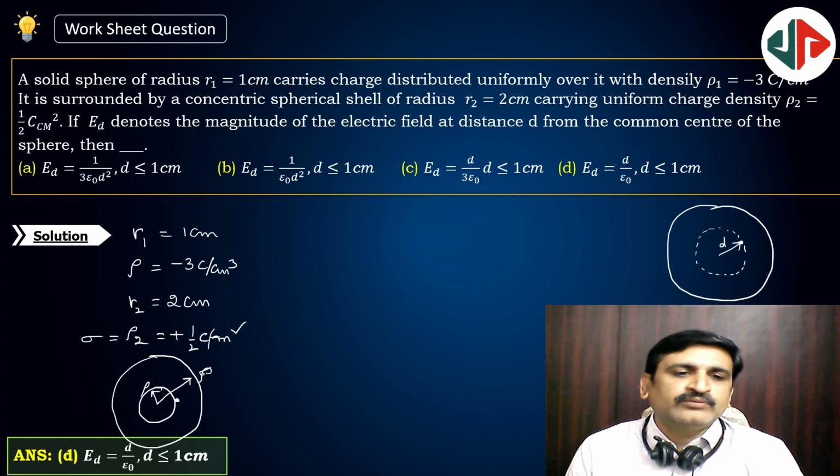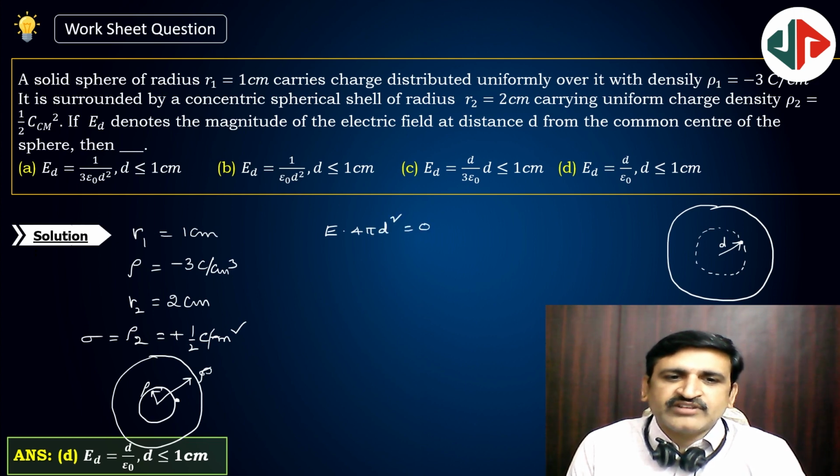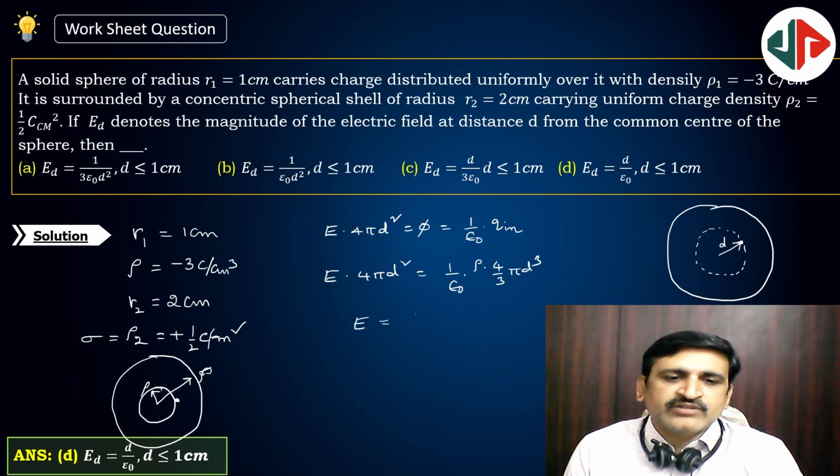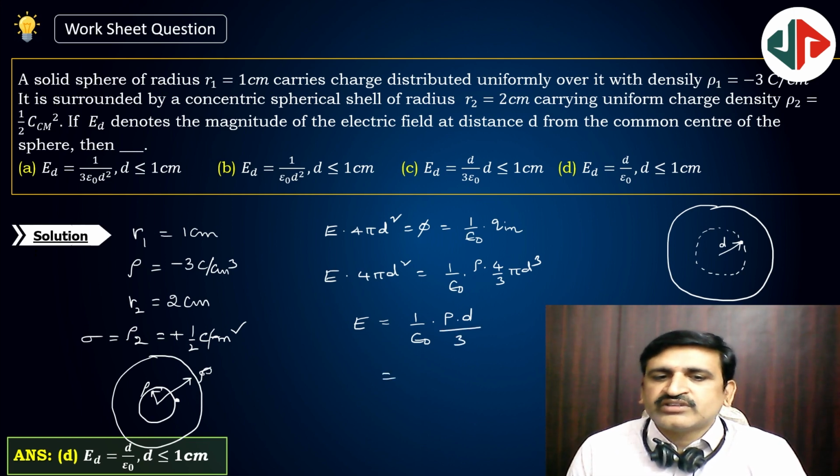So coming to Gauss law, flux E into 4 pi d square is equal to 1 by epsilon naught times charge enclosed. So E into 4 pi d square is equal to 1 by epsilon naught times charge inside. Charge inside is rho into 4/3 pi d cube, right? So 4 pi d square will go. So E is equal to 1 by epsilon naught times rho into d by 3. Okay, and rho value is also 3, so 3 gets cancelled.